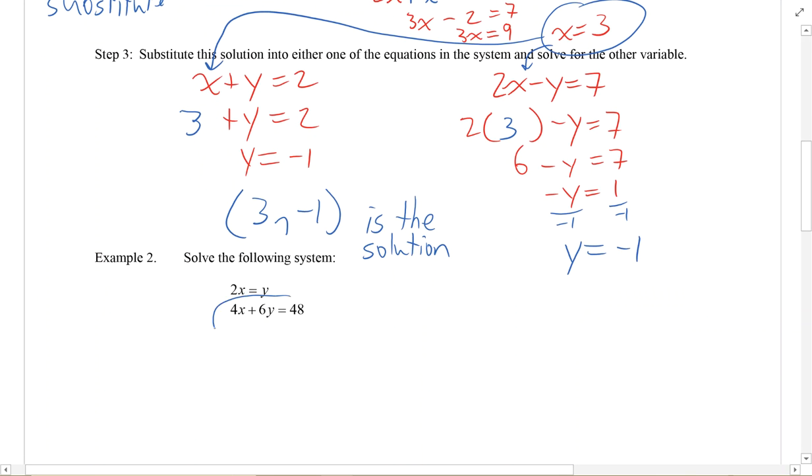I would not choose this to turn it into y equals, because you will get fractions. And if you choose x equals, you will also get fractions. So I wouldn't even attempt that. And why would you? Because you got to look and think.